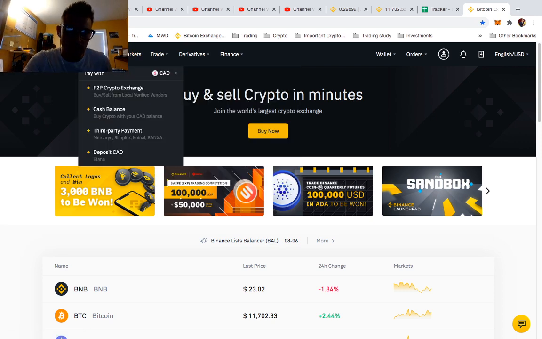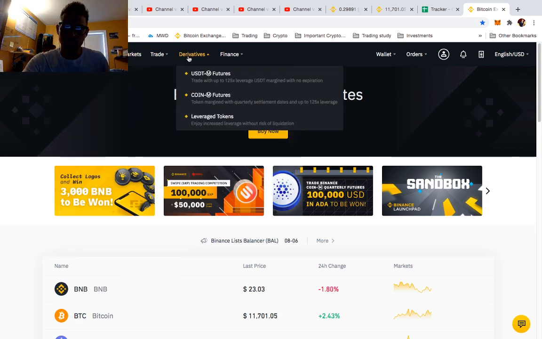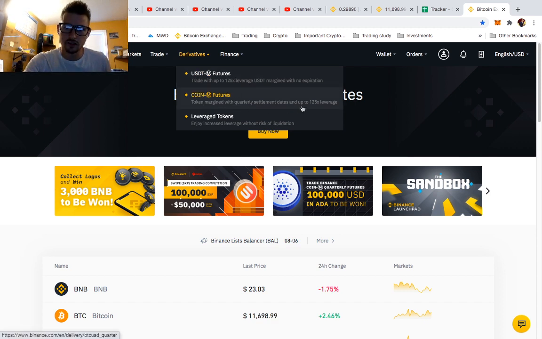Like, look, I'm looking for the thing I'm trying to, but it's not subconscious because I have to actually think about where is this. They keep changing things on us, right? What is this? Token marginalized quarterly settlement dates. Leverage tokens. I want this one, the USDT.